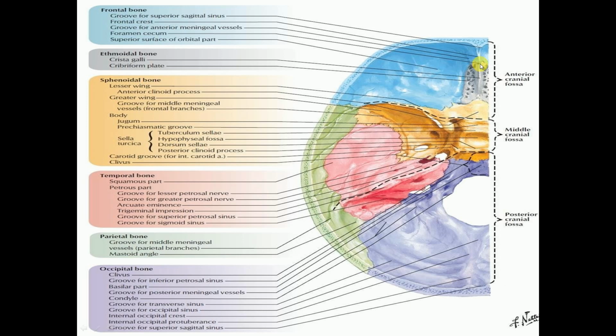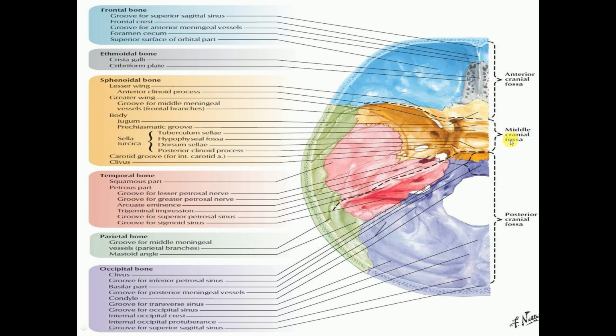cecum. This is your foramen cecum. This is your crista galli. This is your cribriform plate, and this is your superior surface of orbital part. Coming on to the ethmoidal, as I've already told you, the crista galli is diamond shaped. Crista galli is always diamond shaped, and this is your cribriform plate.